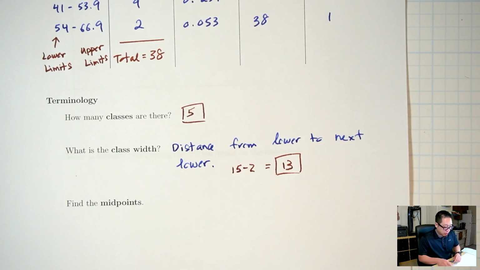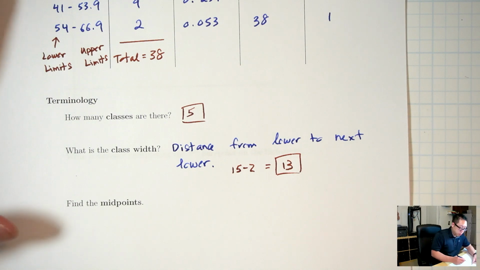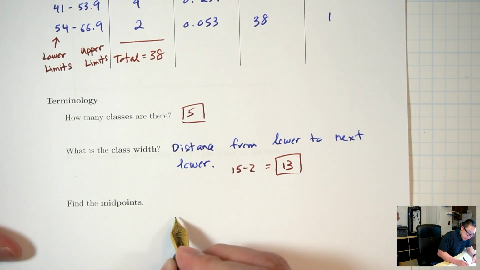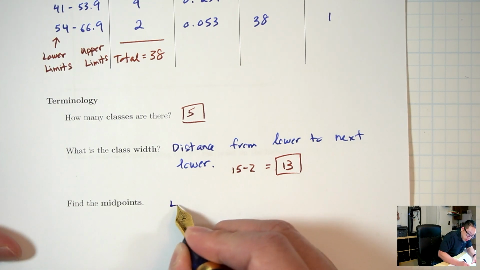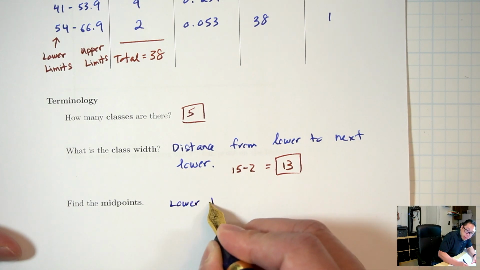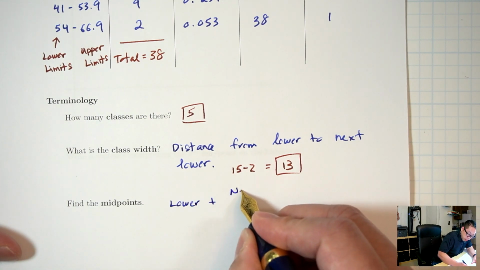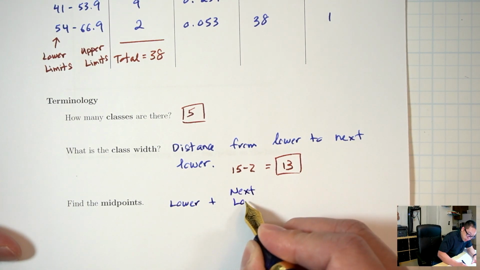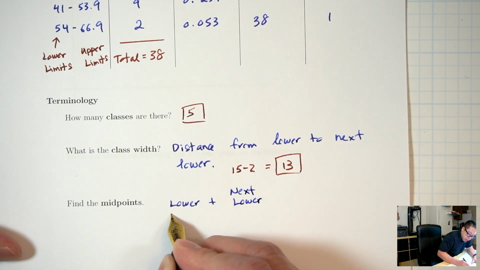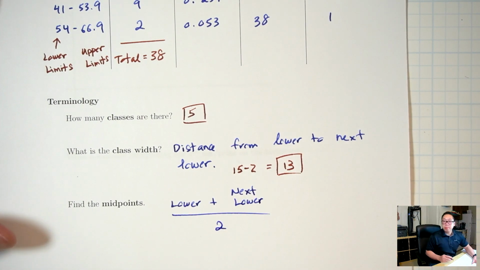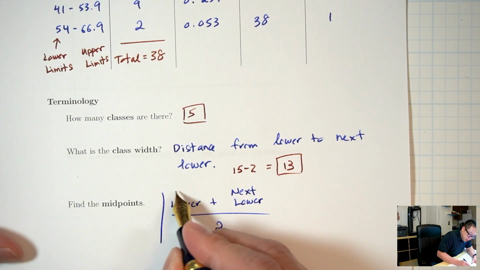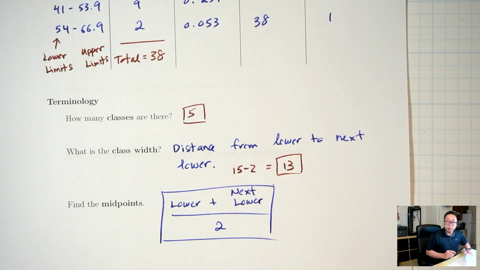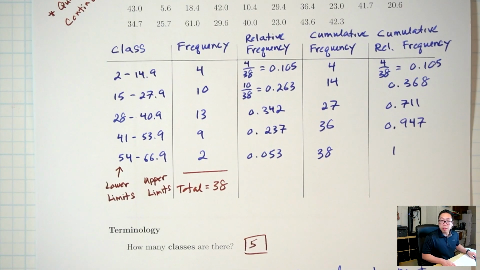Midpoints. The way you calculate a midpoint is the lower plus the next lower, divided by 2. That's how you calculate it. And now let's calculate it for this table.